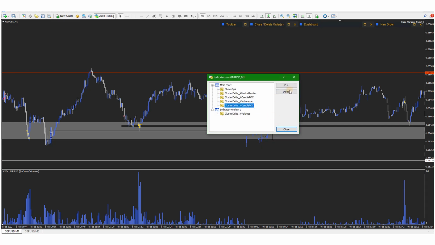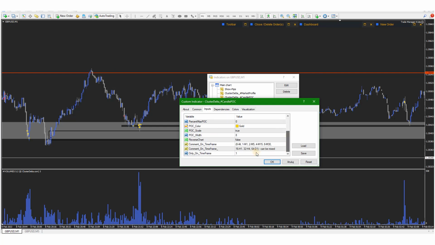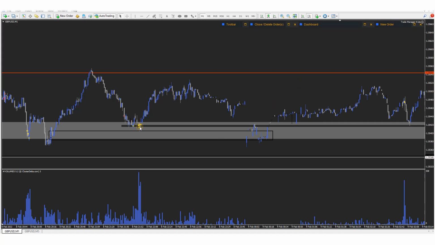This is the candle POC indicator or tool. I just changed the minimum volume to 120, and I set this to be visible only on the M1 time frame. So when I'm switching the time frames, I don't see multiple dots due to the bigger volume on the higher time frame. I just want to see this just in case. I like to see the dots at the low of the candle.